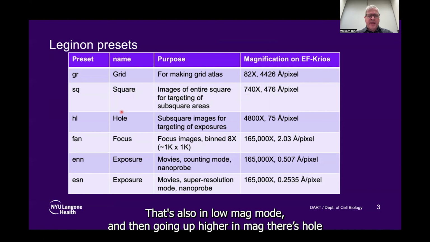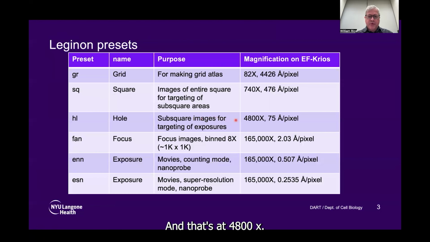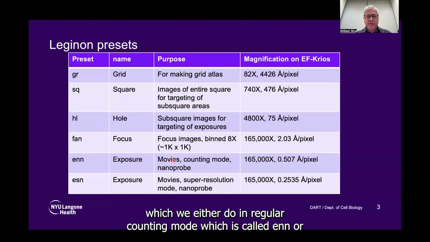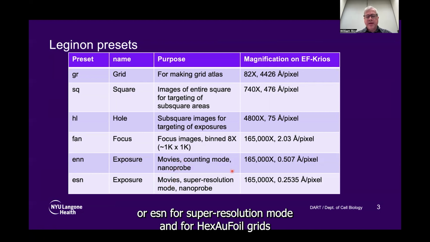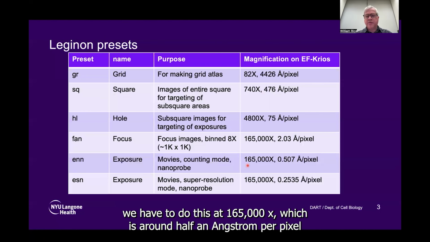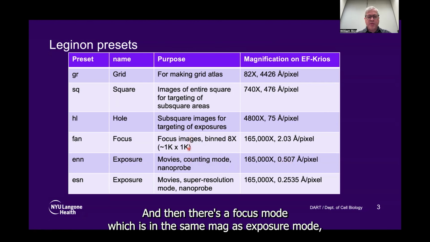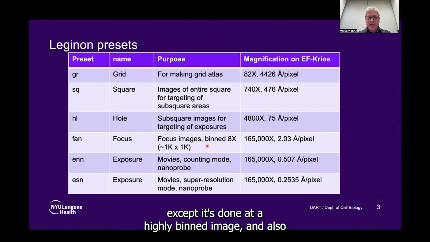And then going up higher in mag, there's hole, or HL, and that's for making sub-square images, or for exposure targeting. And that's at 4800x. And then at the highest mag, there's the exposure magnification, which we either do in regular counting mode, which is called ENN, or ESN for super resolution mode. And for HexAuFoil grids, we have to do this at 165,000x, which is around half an angstrom per pixel. And that's again because the hole size is so small. And then there's a focus mode, which is in the same mag as exposure mode, except it's done at a highly binned image and also without taking movies.